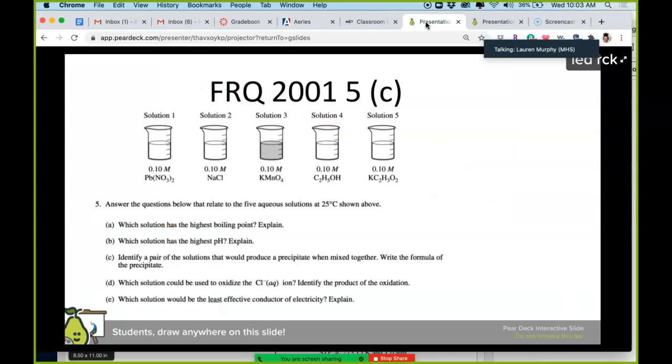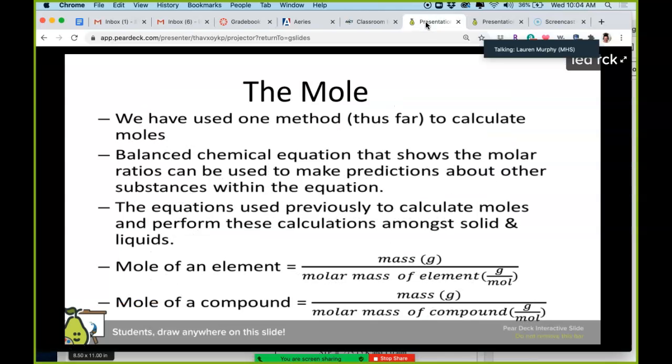Okay, let's keep going. So the mole, you've actually worked with the mole before, hopefully. The mole is interchanged between mass and molar mass. So if you know mass and you know molar mass, you can get the mole. If you know any two of the three, you can rearrange the equation to get the other one. So if you know mass and moles, you can get molar mass. If you know molar mass and moles, you can get mass. You can just rearrange them.